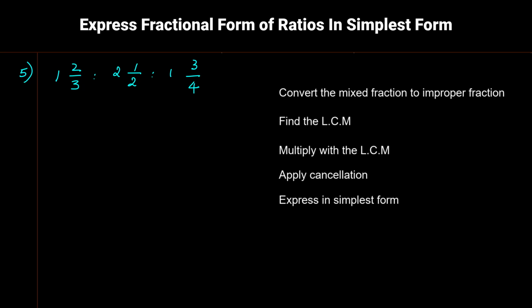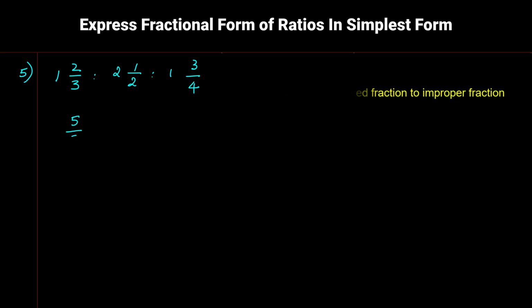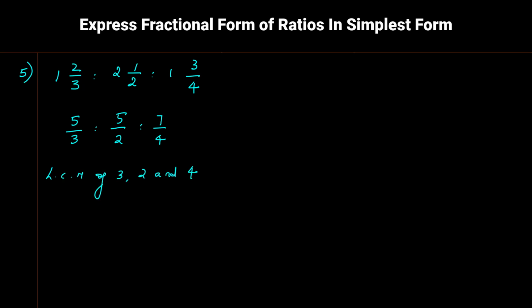So what we are going to do, an extra added step in this, we need to convert the mixed fraction into improper. So 3 ones are 3 plus 2 is 5 by 3 is to 5 by 2 is to 7 by 4. So what's the LCM of 3, 2 and 4? Students, whenever you're unable to figure out the LCM mentally, you can do it in the rough work, calculate and do the LCM. Because if you go wrong with the LCM, the entire sum goes wrong. So please be very careful when you calculate LCM. So the LCM for 3, 2 and 4 is 12.